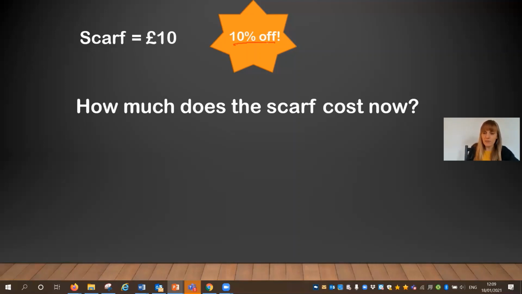Now, I can't take 10% off until I know what is 10% of £10. We've just said if we're working out 10% of something, we need to do £10 divided by 10, which will give us an answer of £1. So 10% of £10 is £1. But that doesn't tell me how much the scarf costs now. That tells me how much is being taken off in this discount sale.